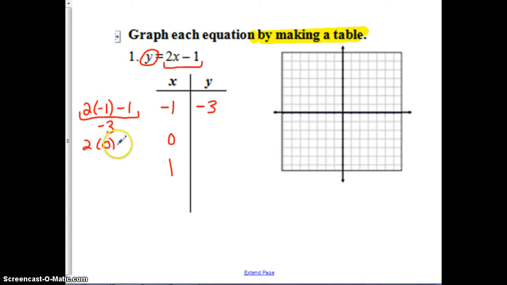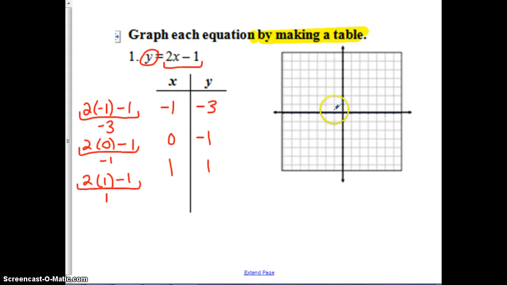Again, plug in 0. 2 times 0 minus 1. This whole value is -1. So we have a -1 right here. And you'll plug in that last one, 2 times 1 minus 1. And the answer to that whole thing, 2 times 1 is 2, minus 1 is 1. So we've made our table, and now we just need to come over here and graph.